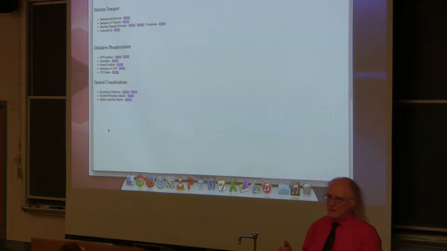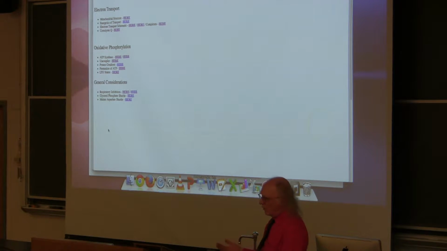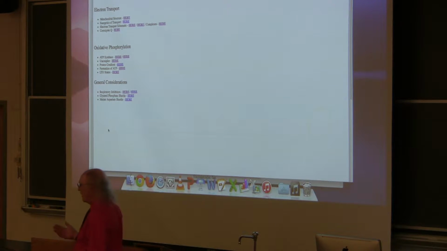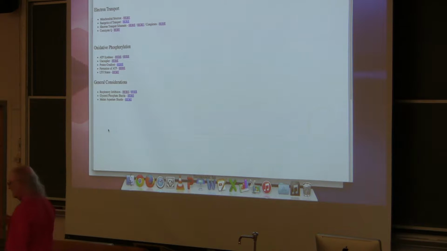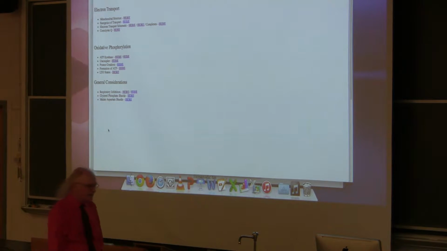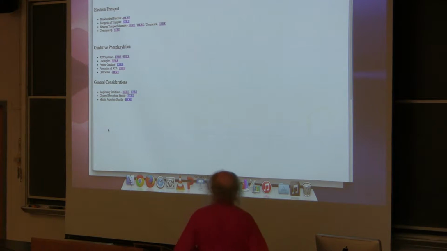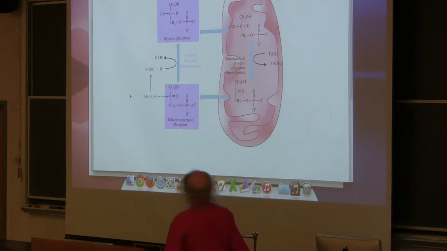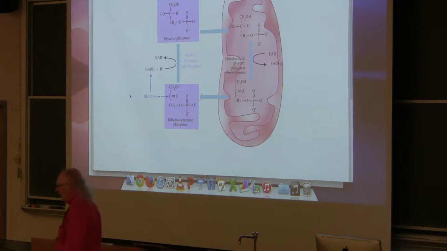So to do that, cells use what's called a shuttle in order to get the electrons in. A shuttle is something that carries the electrons for NADH, and then when it gets inside the mitochondrion, it dumps those electrons off onto something else. Make sense? Okay? So that's what a shuttle does. There are two main shuttles that I'll talk about. The first of those is the glycerol phosphate shuttle, and it's actually the easier of the two to understand. It's one that's very prominent in insect muscle.